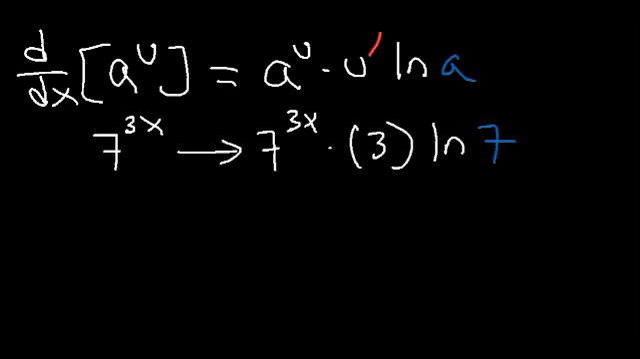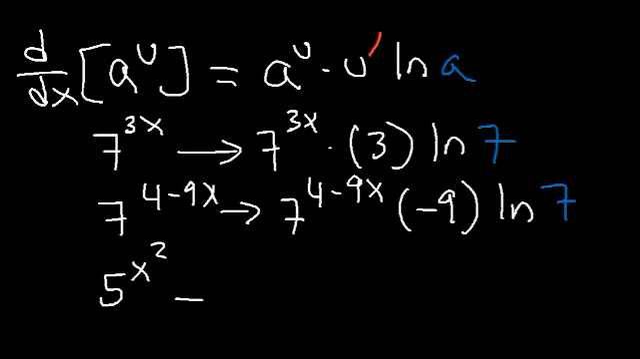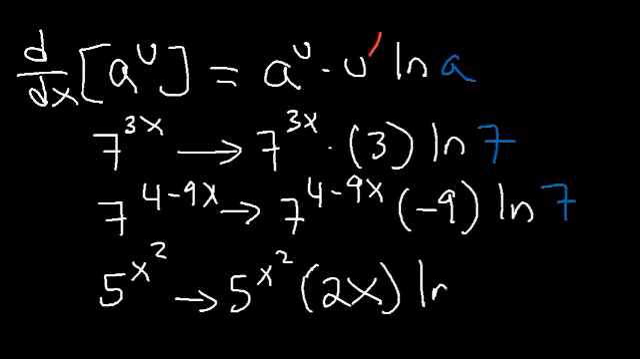So try these examples. Let's say if we want to find the derivative of 7 to the 4 minus 9x, and 5 to the x squared. So this is going to be the same thing, 7 raised to the 4 minus 9x, times the derivative of 4 minus 9x, which is negative 9, times ln 7. Now for the next one, it's going to be the same thing, 5 raised to the x squared, times the derivative of x squared, which is 2x, times ln of 5.